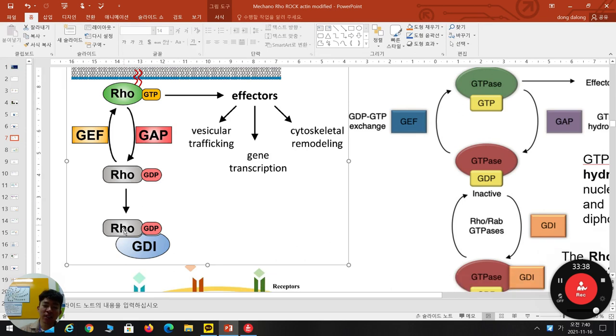So they need GDI, the dissociation inhibitor. And then they continuously keep this Rho-GDP, and when they need Rho-GTP, they just remove GDI and turn on using GEF. When they don't have this GDI, Rho is easily degraded. And then when they need Rho-GTP fast, they have to make Rho again. It's very inefficient. So that's why they have to save this Rho using GDI.